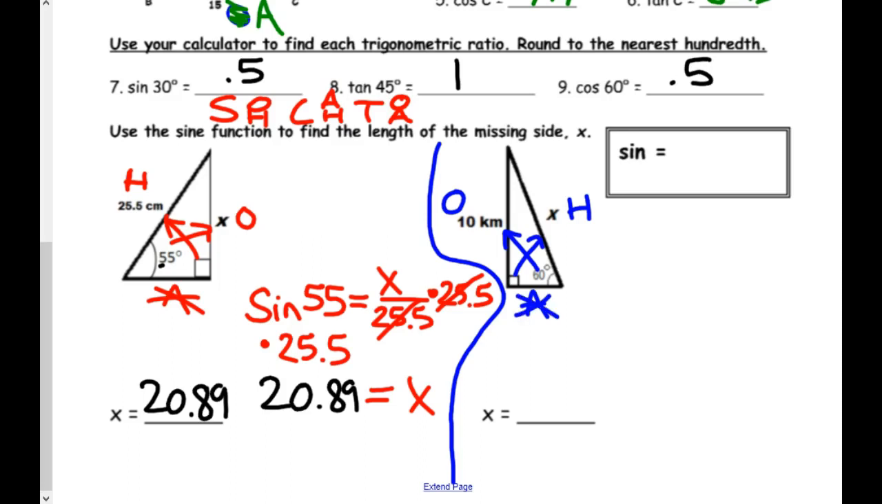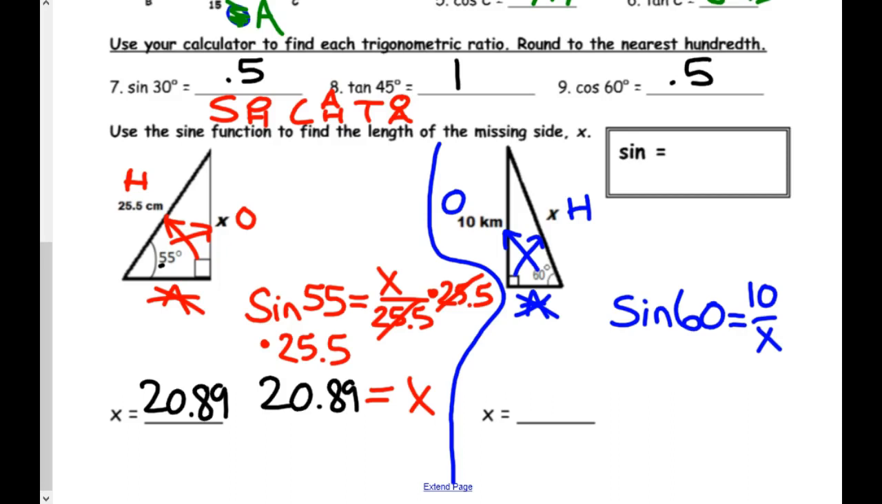Now, OH is my so. It's my sine. If there's no A, I can't use cosine or tangent. So let's write it. Sine, what's my angle? Sine of 60 equals, and then we're going to put what over what? O over H. 10 over X, okay? Now, does everyone see how that's kind of weird because X is on the bottom? But that's correct. X is on the bottom in this situation.